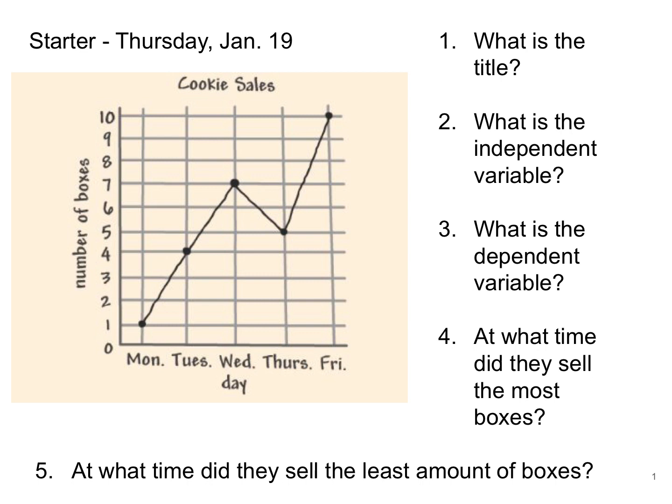All right, number 1, what is the title? Well, we're talking about cookie sales. Number 2, independent variable. Remember, independent variable is our x. So what's on our x-axis? That is day, or day of the week, if you want to be really specific. Dependent variable, that is our y. So what's on the y-axis?